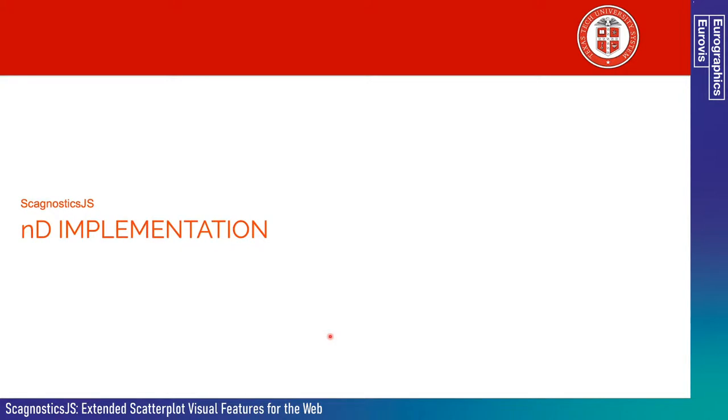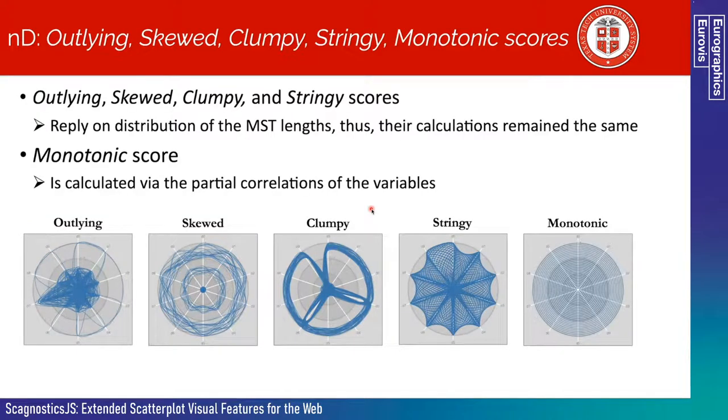ND implementation. In ND, the outlying, skewed, clumpy, and stringy scores rely on the distributions of MST lengths, thus their calculations remain the same. Monotonic score is calculated via the partial correlation of the variables. Here are the exemplar plots for outlying, skewed, clumpy, stringy, and monotonic in higher dimensions.